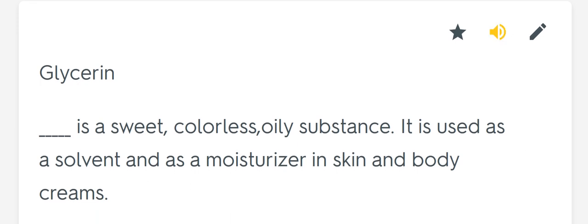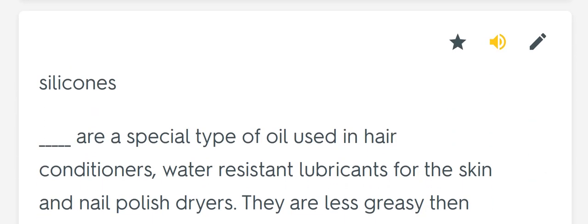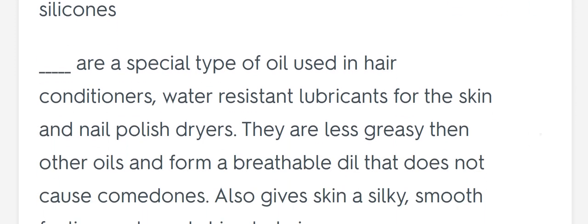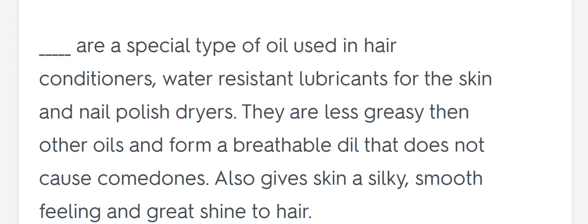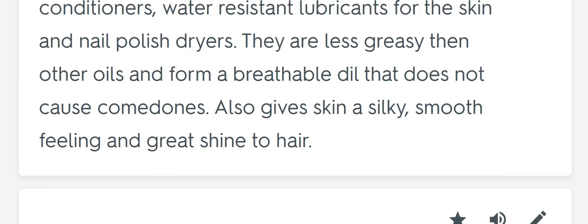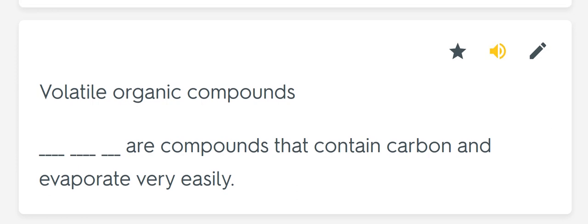Glycerin. Blank is a sweet, colorless, oily substance. It is used as a solvent and as a moisturizer in skin and body creams. Silicones. Blank are a special type of oil used in hair conditioners, water-resistant lubricants for the skin and nail polish dryers. They are less greasy than other oils and form a breathable gel that does not cause comedones. Also gives skin a silky, smooth feeling and great shine to hair. Volatile organic compounds. Blank are compounds that contain carbon and evaporate very easily.